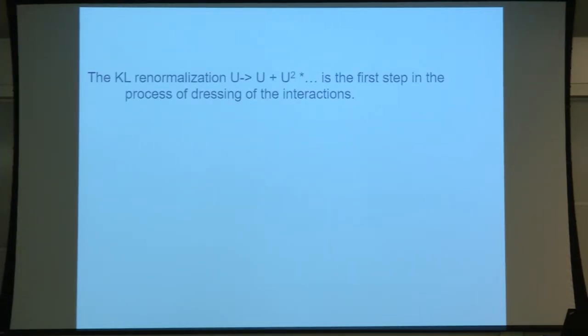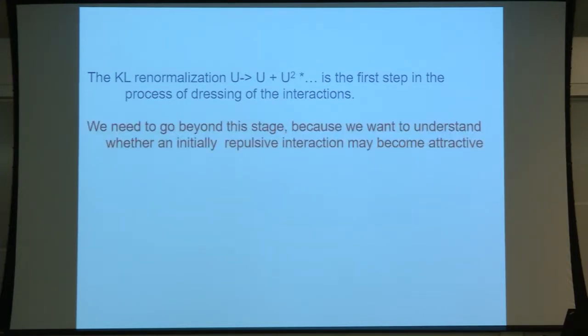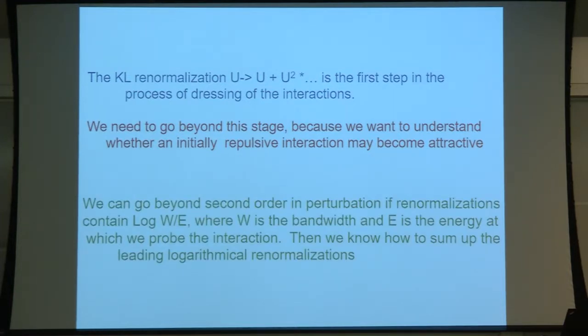And this gives you U plus U squared, et cetera, et cetera. So again, if we start with repulsive interaction, we get some correction, but we cannot change sign by adding a small correction. So we need definitely to go beyond this simple stage of adding the U squared term and see if maybe we can do better. And there is one thing that you all know. Yes, we can do better.